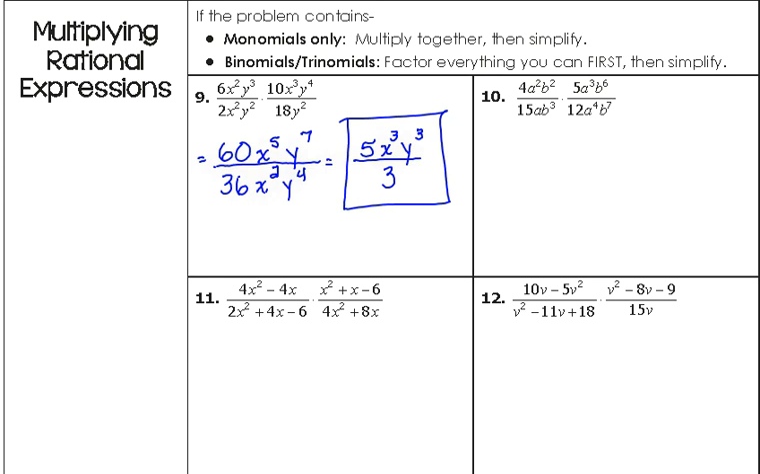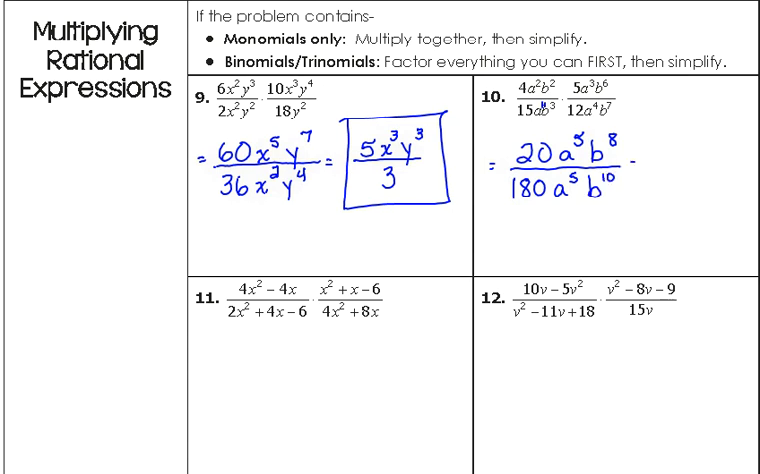Okay, number 10, same thing. Multiply straight across the top. 4 times 5 is 20. A squared times a cubed is a to the 5th. B squared times b to the 6th is b to the 8th. In the denominator, 15 times 12 is, I think, 180, if I remember correctly from first period. And a times a to the 4th is a to the 5th. Be careful with that one. When there's not an exponent, it's understood to be 1. And b cubed times b to the 7th is b to the 10th.